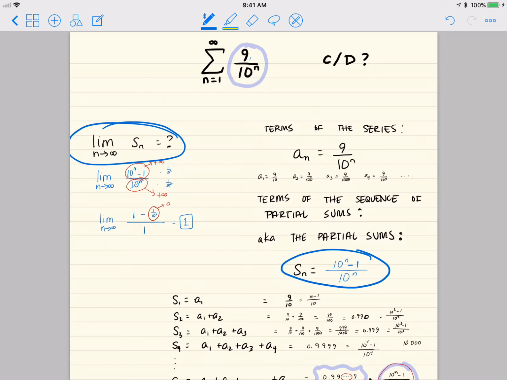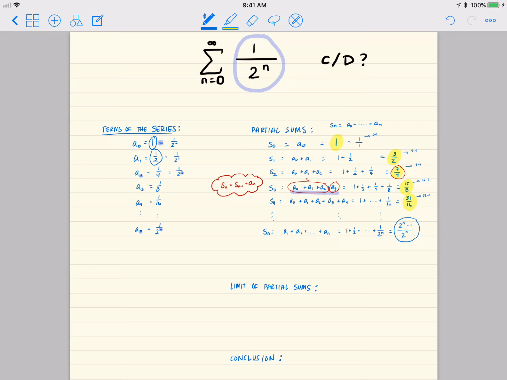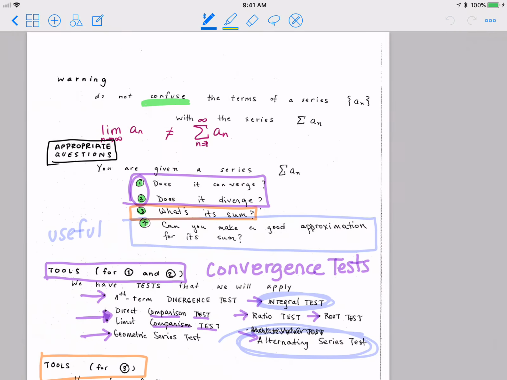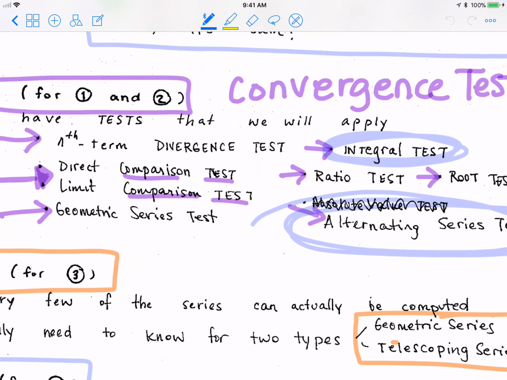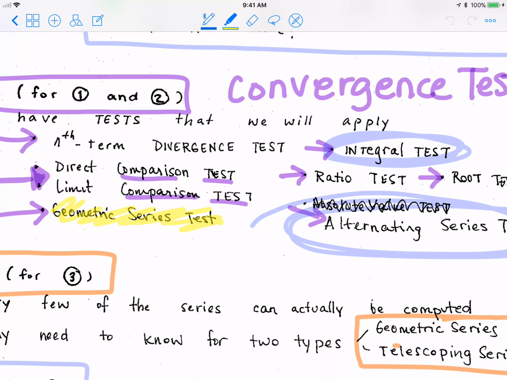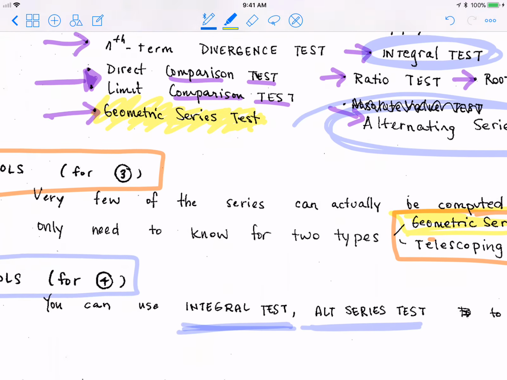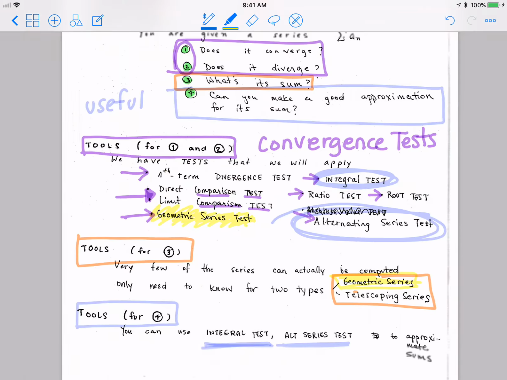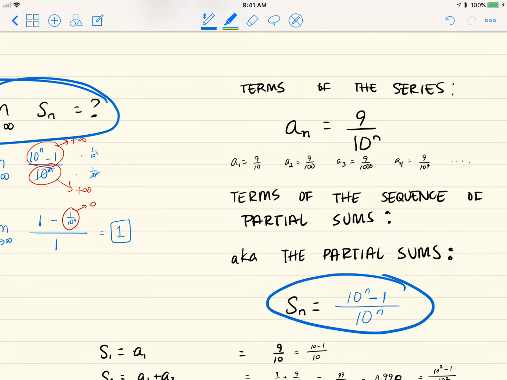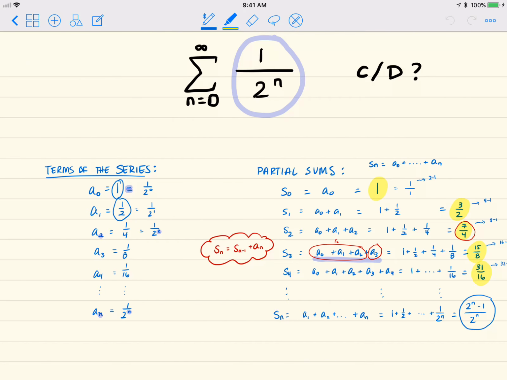This example of 9 over 10 to the n, the series, and the series of 1 over 2 to the n are what are called geometric series. And remember, we'll have a special test for geometric series. The reason why we can have a geometric series test is because the formula for the partial sums is easy to compute, right? So we said geometric series here, and then we're able to actually compute the sum because the formula for that partial sum is, we always know what the formula will be.